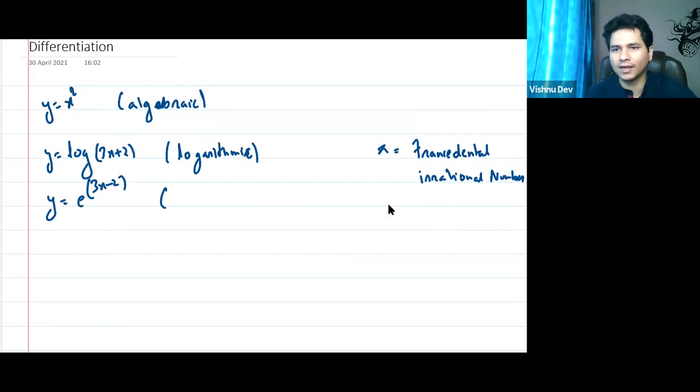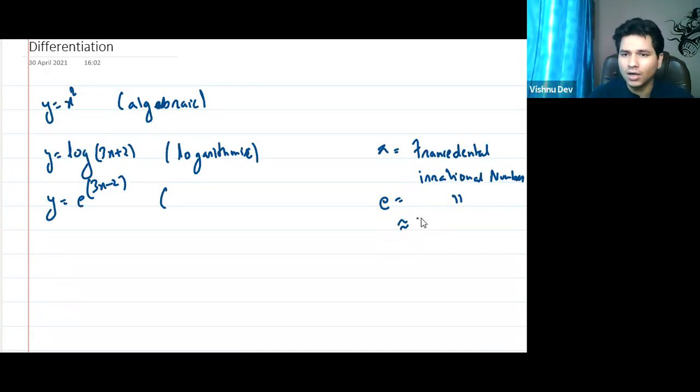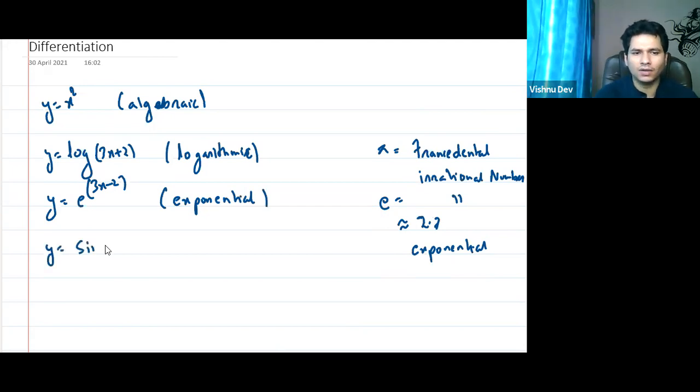The same way, e is also a transcendental irrational number whose value is almost equal to 2.7. Almost, it's not accurate. It's called exponential. And this kind of equation is called an exponential equation. Last, suppose I'm having y is equal to sin x, cos x, tan x. These are trigonometric functions that we'll be studying in the next chapter. These are called trigonometric equations.